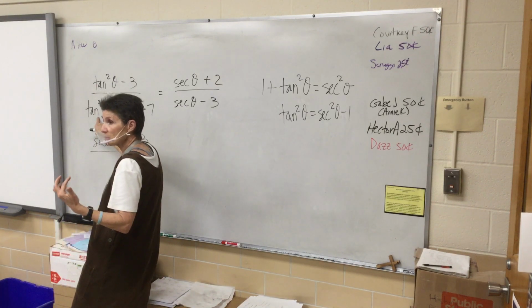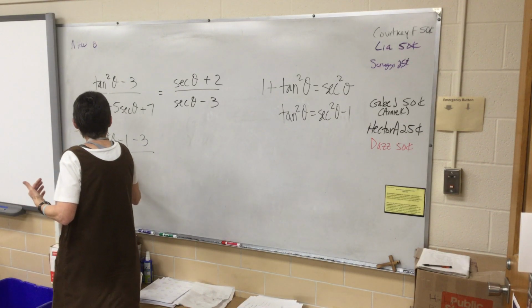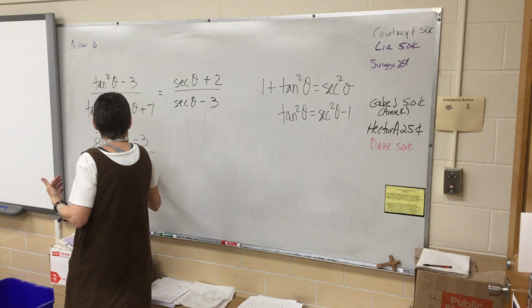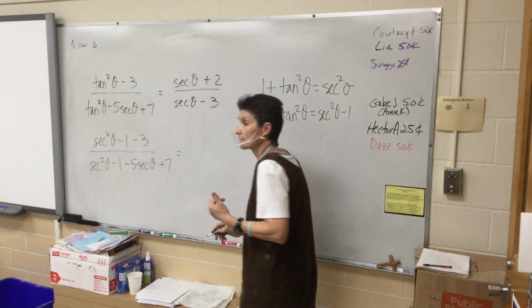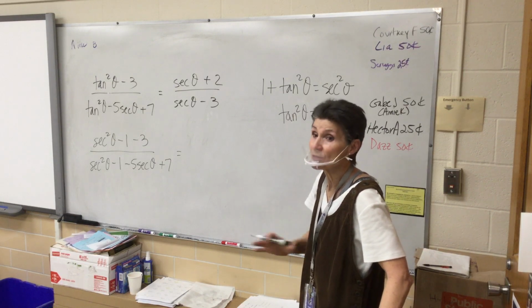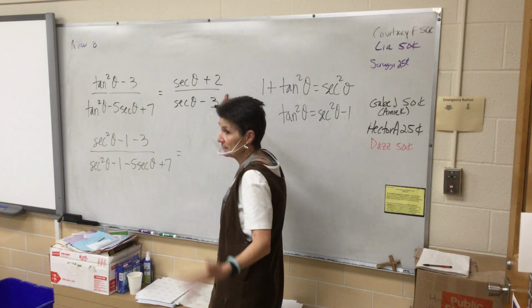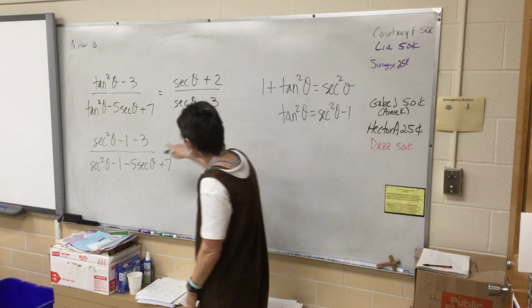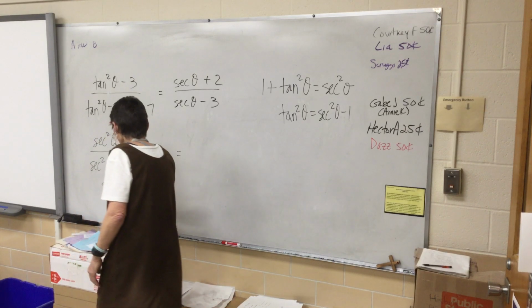Can I do the same thing with this one? So secant squared minus 1 minus 5 secant plus 7. Now, obviously we're going to have to do some reducing somewhere along the line because there are no squareds in this, but at least it's all secants now. All right, so on top I've got secant squared minus 4, right?